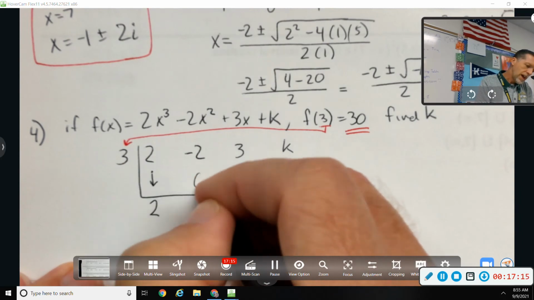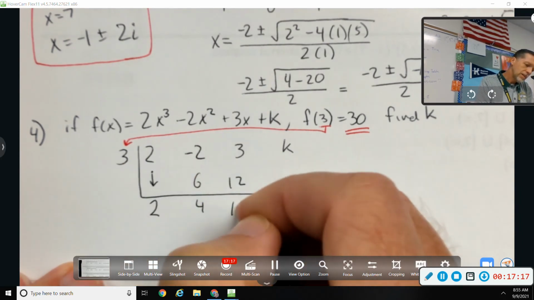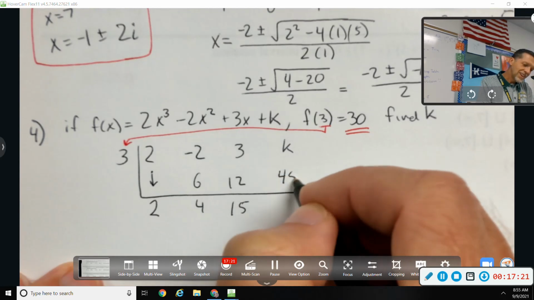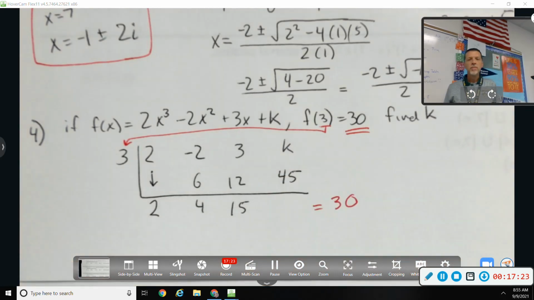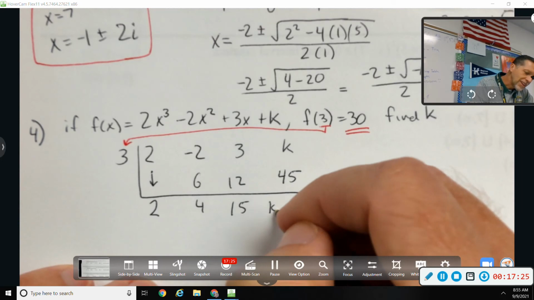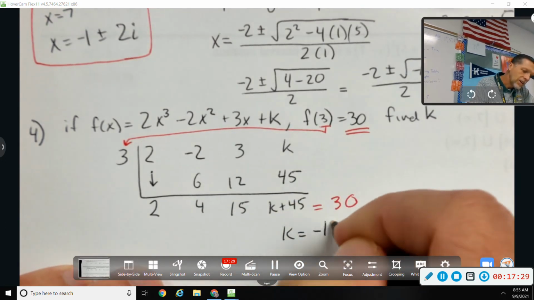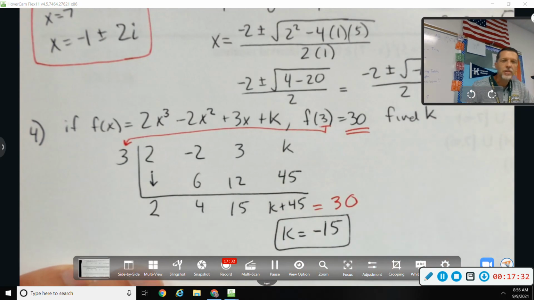Multiply, add, multiply, add, multiply. Oh, k plus 45, that's not bad. So k equals negative 15. That wasn't too bad.